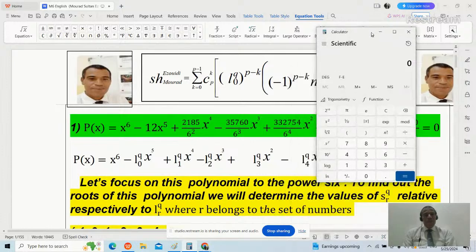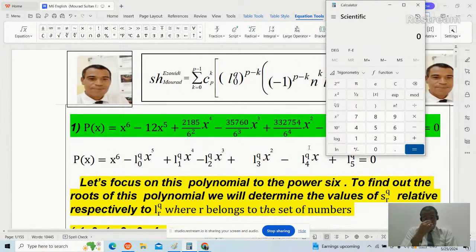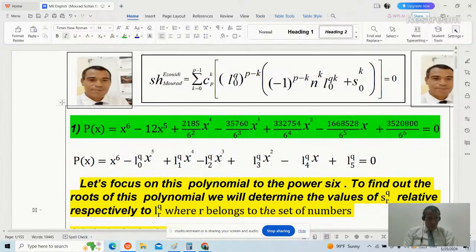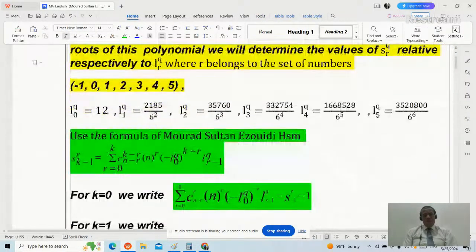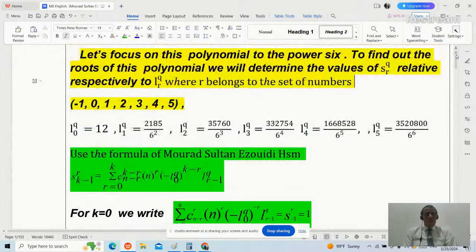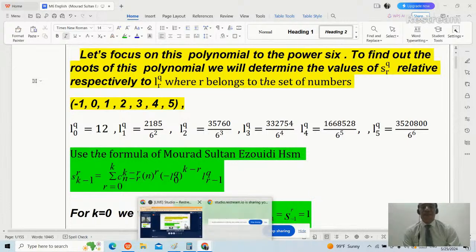By the way, in general, we obtained the 6 roots. So don't forget to use the formula of Mr. Mourad Sultan Ezouidi. Really, it helps you to find all the zeros. Inshallah we see you next time. You can also check it by yourself. You will get zero when x equals 2, and the other roots. Thank you for listening and goodbye.